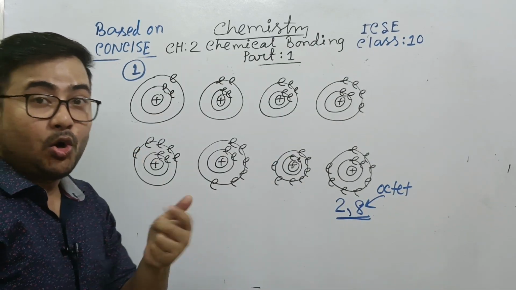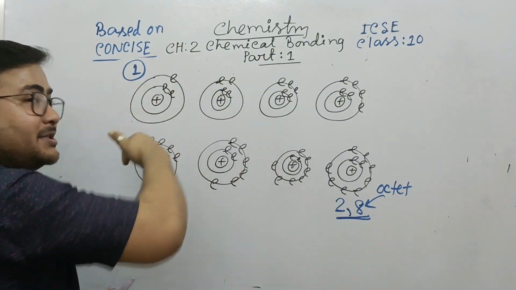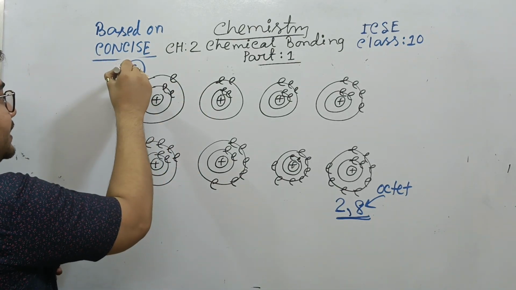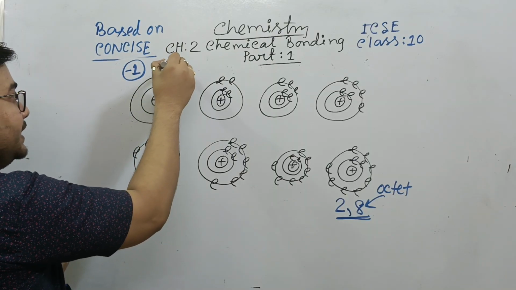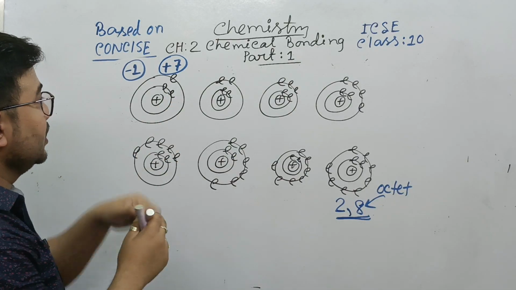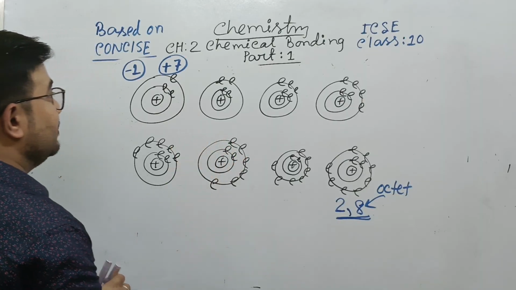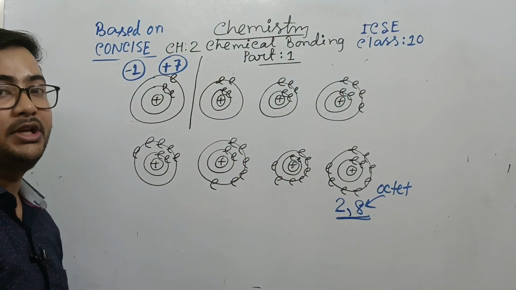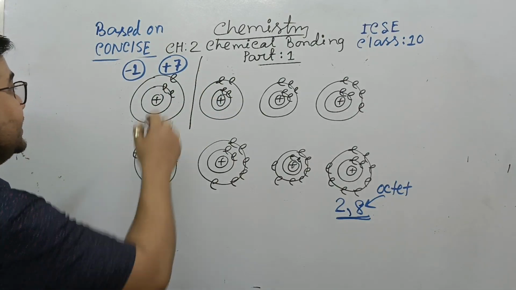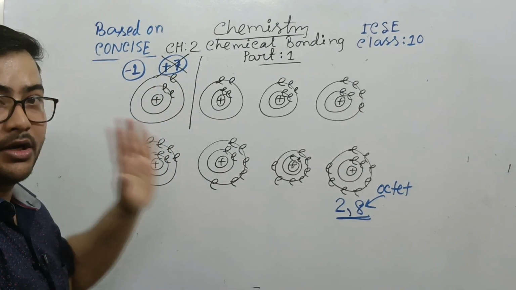Okay, but the opposite concept is also possible. Suppose it accepts 7 electrons, then what will happen? Previously 1 electron is here, so if it accepts 7 electrons, it becomes an octet. Now tell me, among these two, which one is easier, release 1 or accept 7? Obviously accepting 7 electrons is not practical, it is better to donate only 1.